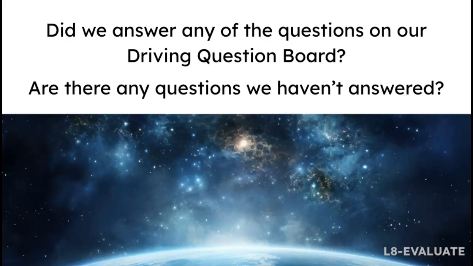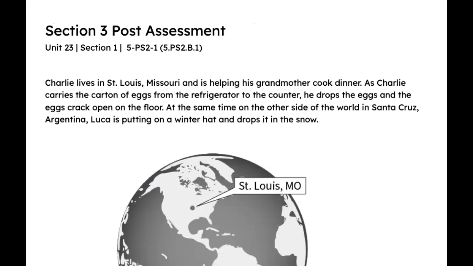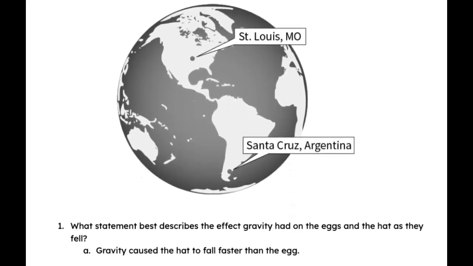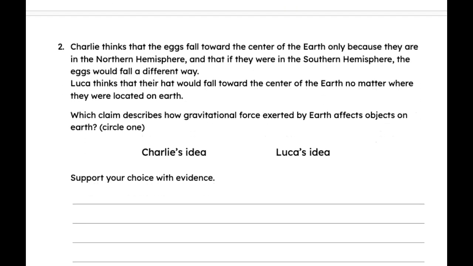To support student sense-making across the unit, orient students back to the driving question board. Ask, did we answer any of the questions on our driving question board? Are there any questions we haven't answered? Try to wrap up any final questions on the driving question board before the end of the unit. Have students complete the Section 3 summative assessment.